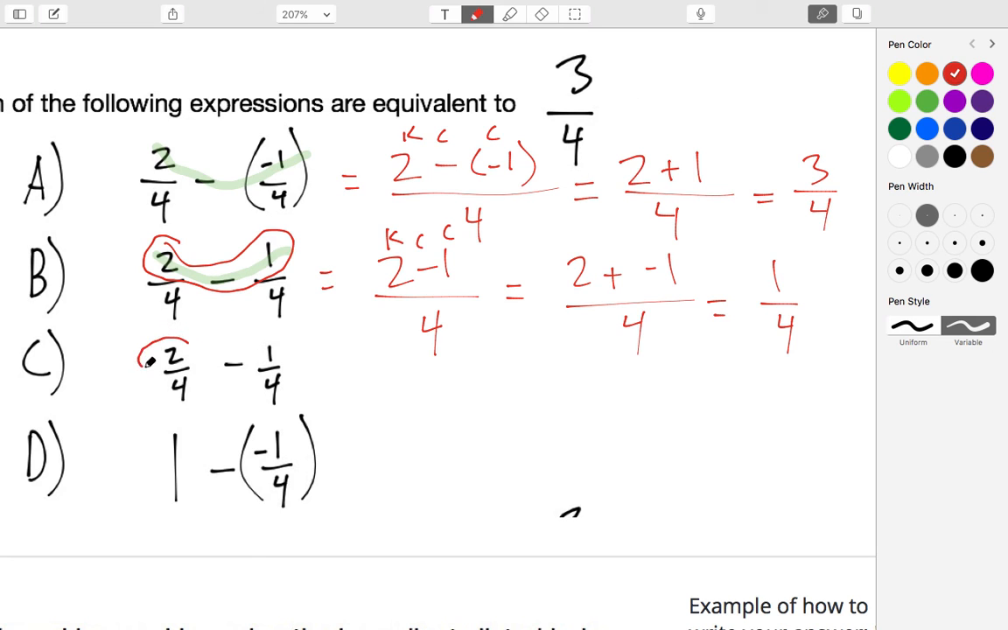You have negative 2 minus 1. Negative 2 minus 1 all over 4 equals, what should I do? Keep, change.